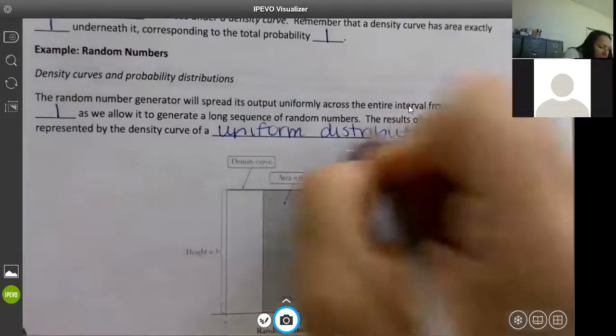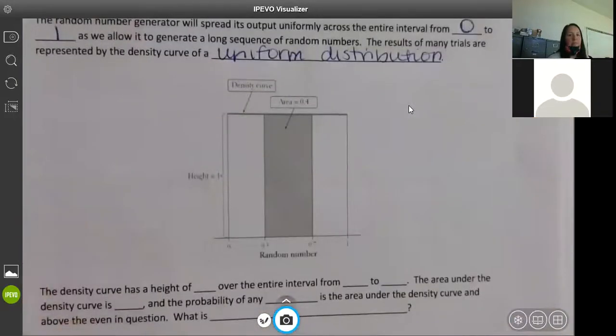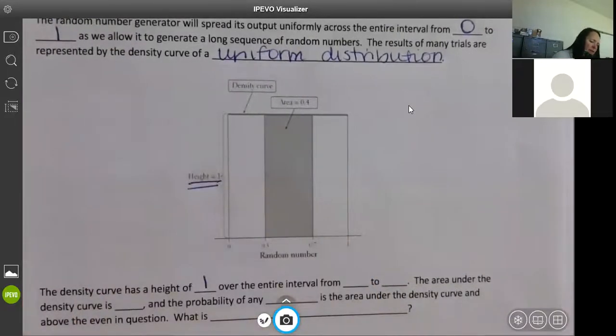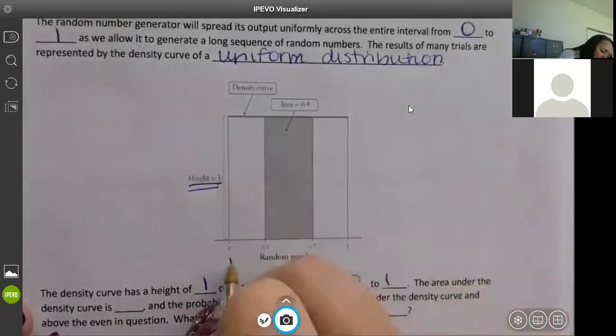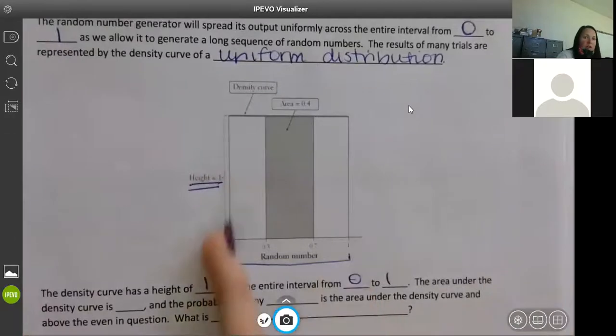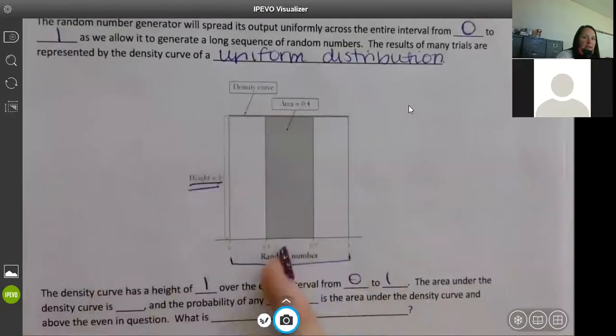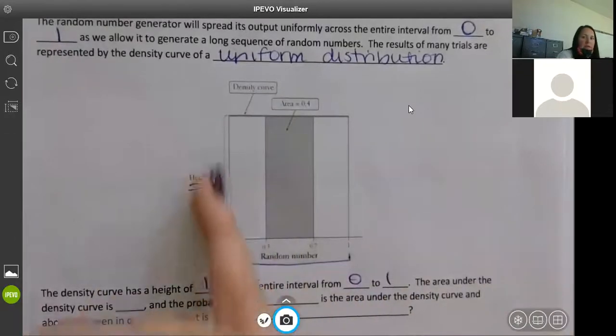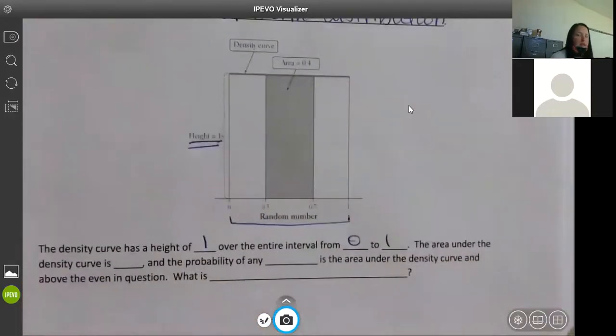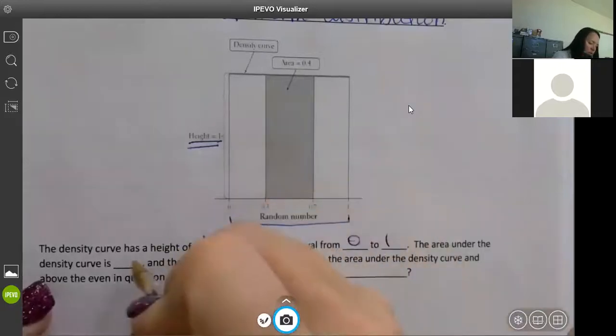So it made everything equally likely, is what it did. So the density curve has a height of 1. It shows you that right here over the entire interval from 0 to 1. Remember our area of our density curve, length times width, because it's a rectangle or a square. Length is 1, height is 1, times 1 is 1. So length times width is 1. The area under the density curve is 1. That's what I just showed you.